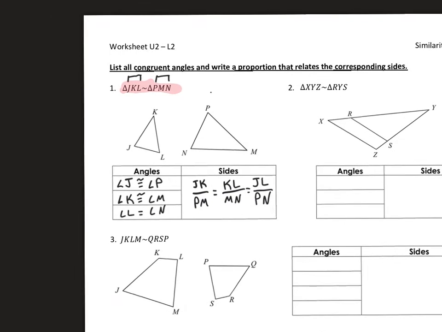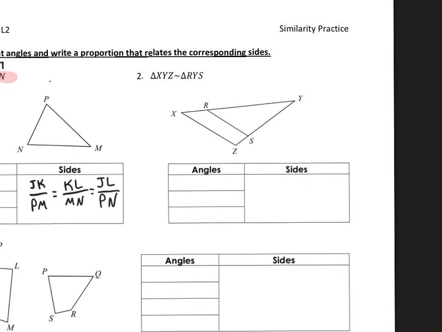Moving on. Let's list all the congruent angles. So I'm just going to write each of the angles of the first triangle. Angle X, angle Y, and angle Z. And I know that those will be congruent to angle R, angle Y, and angle S in the second triangle.